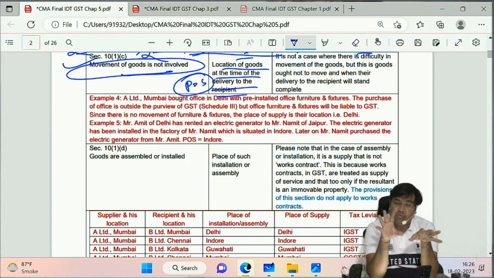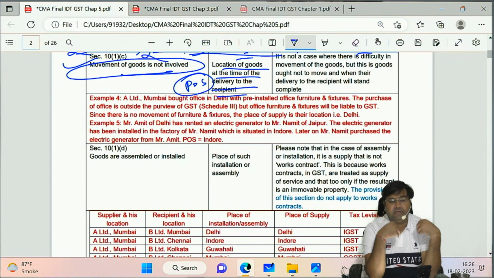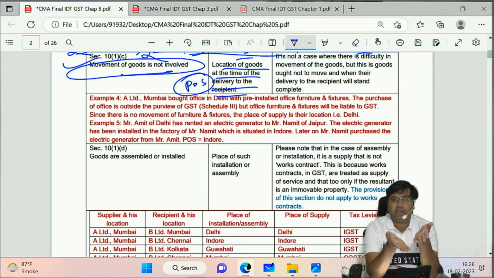Now, whether machine movement is required, the answer is no, because the machine is already with me. I have taken that machinery on rent. So what is going to be the place of supply? My location only, the recipient location only, Jaipur, because the machine is already with me. So movement is not required. Correct?